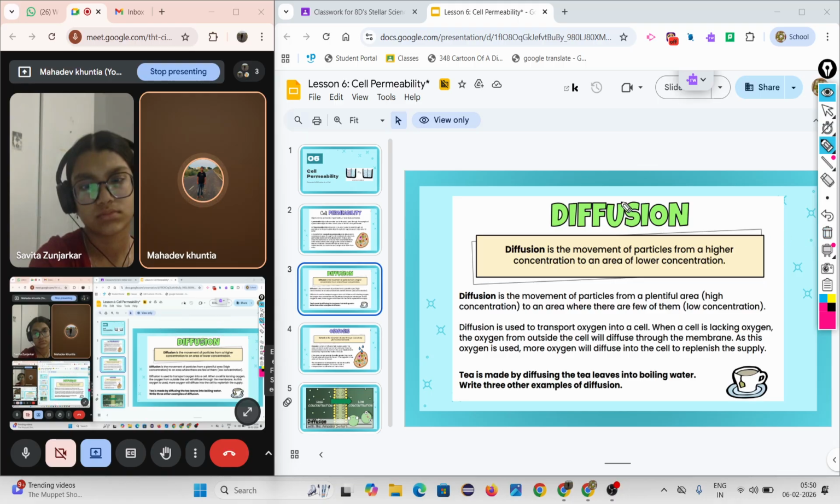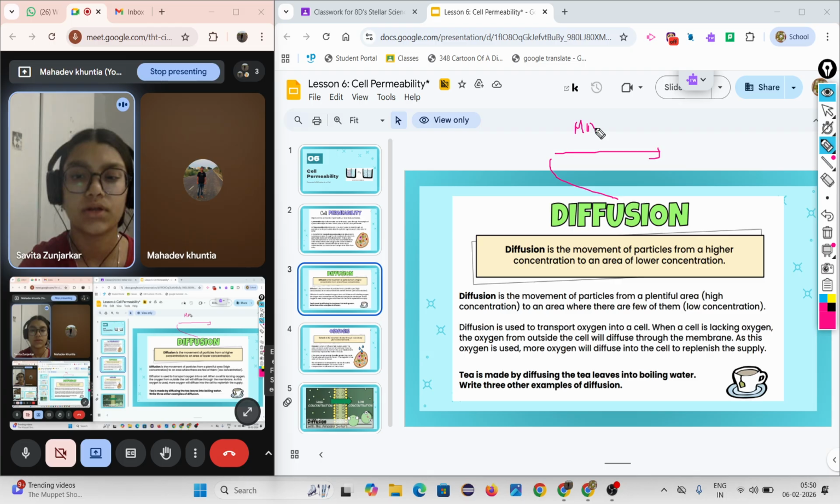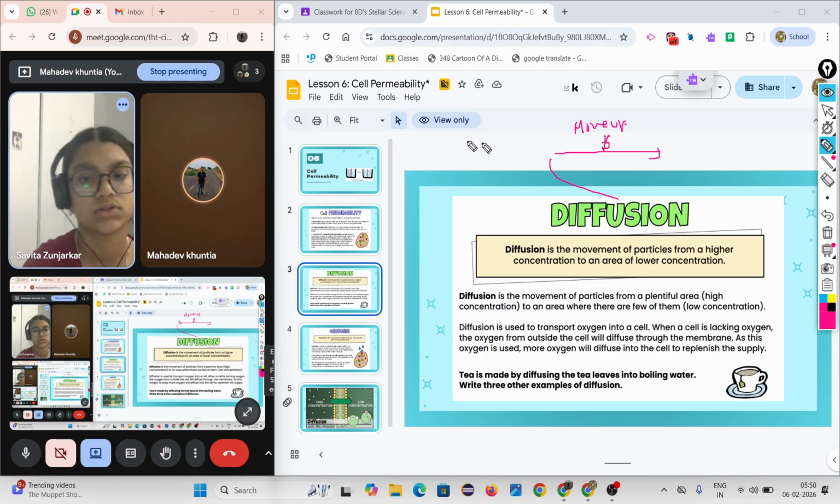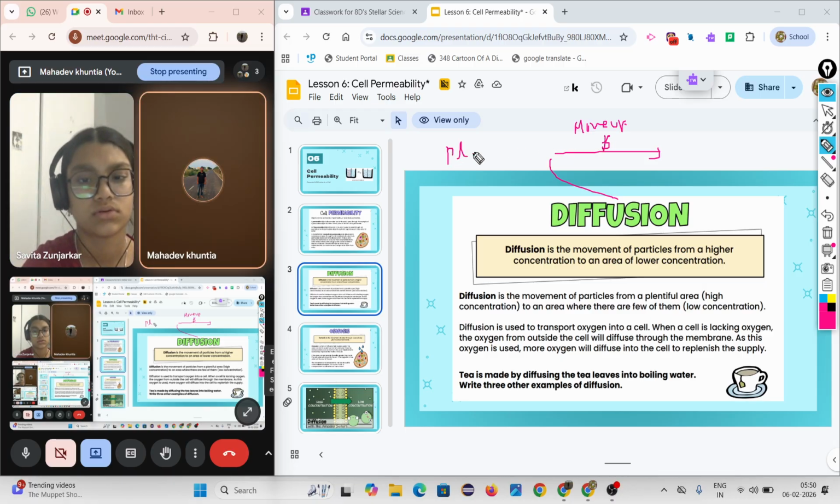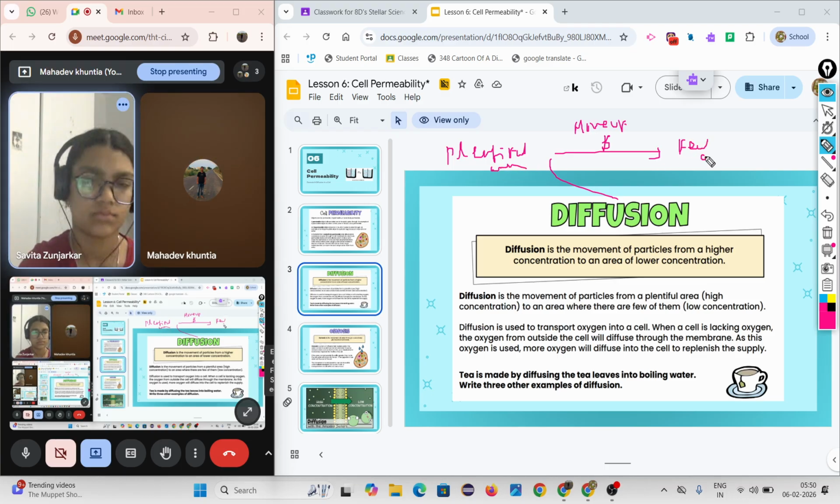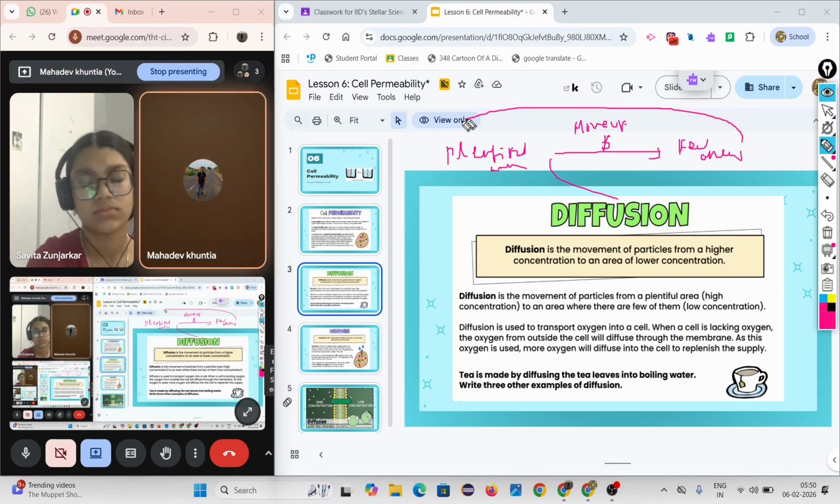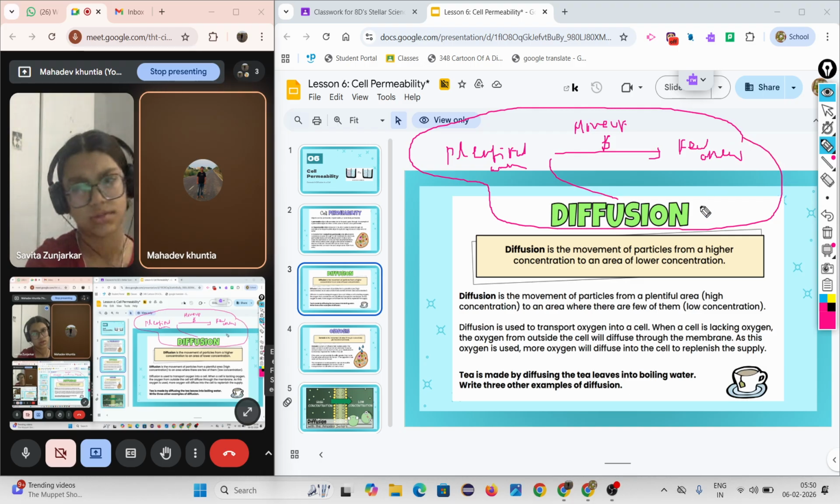What is the meaning of diffusion? It is the movement of particles from a higher concentration to a lower concentration. Higher concentration means a plentiful area, to a few area. This is the definition of diffusion. Then, diffusion is used to transfer oxygen in a cell.